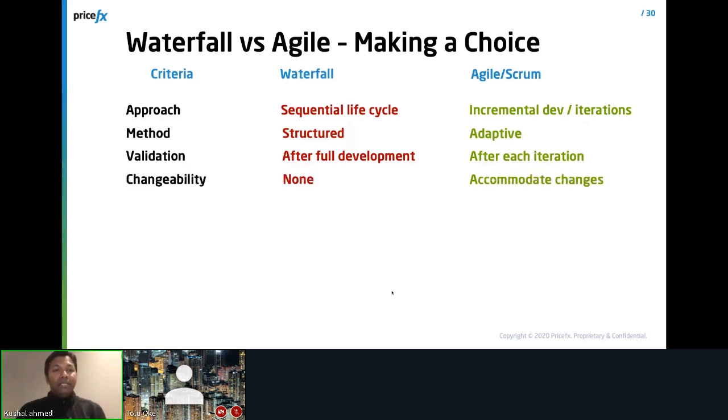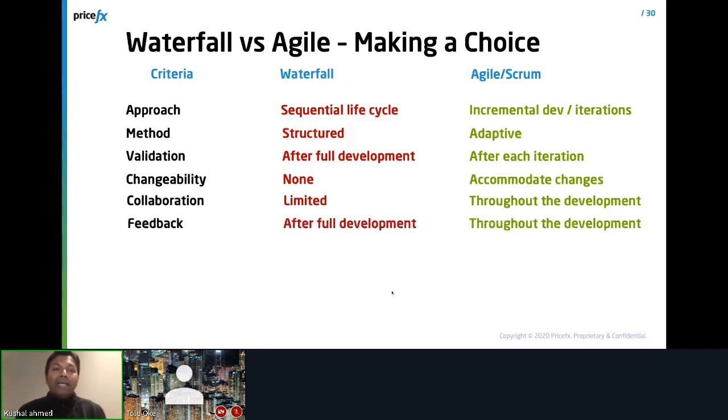For changeability, for waterfall, you have no way to make any changes after we have started the design and the development. Whereas agile or scrum is going to accommodate changes. For collaboration, for waterfall, we have very limited scope for collaboration, whereas agile makes sure all the team members for a project meet regularly and have intense collaboration throughout the development process.